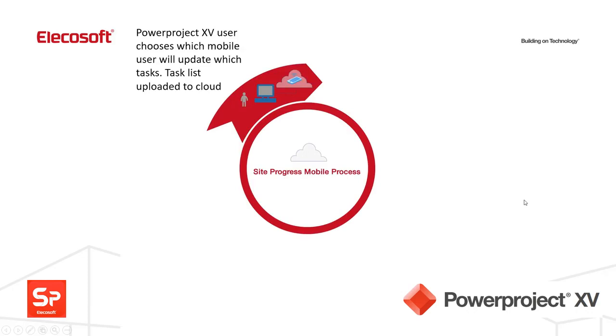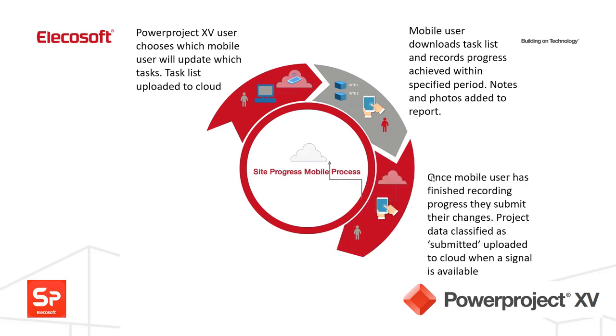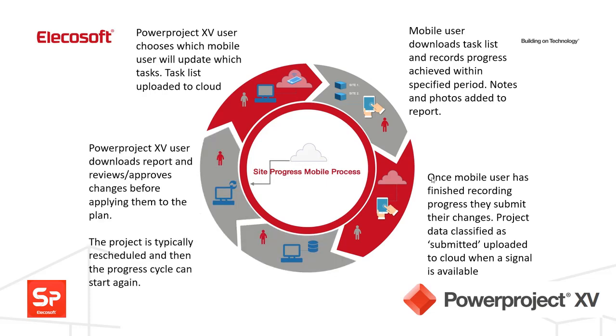So we have a project in Powerproject 15, which is the latest one, and then that information is uploaded by the Powerproject user who identifies who's going to update it. That goes to the cloud. The person with the mobile device logs in, gets login detail from the Powerproject user, downloads the information, progresses it over a period of time, and when it's finished at the designated time, sends information back to the cloud, and then the originator, the Powerproject user, downloads that and integrates it into the plan.